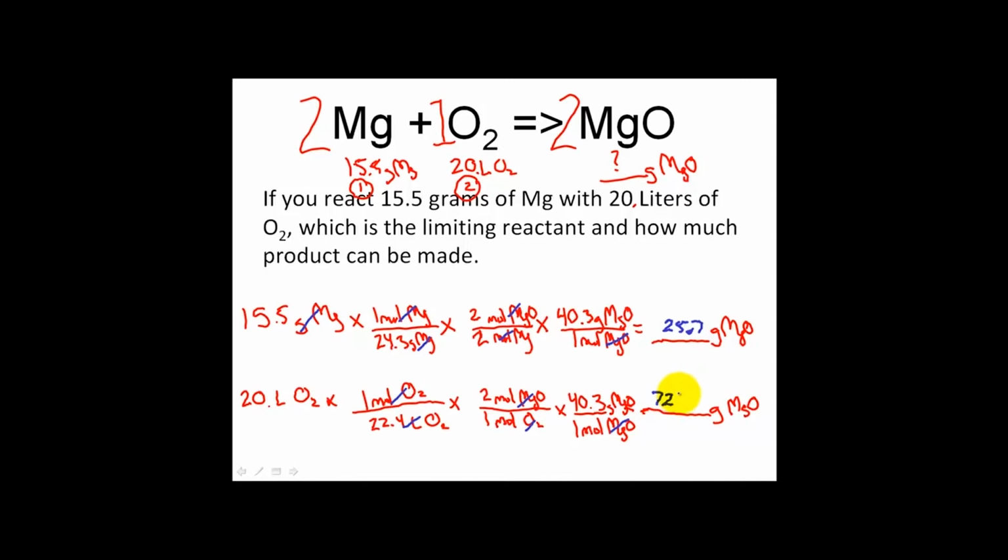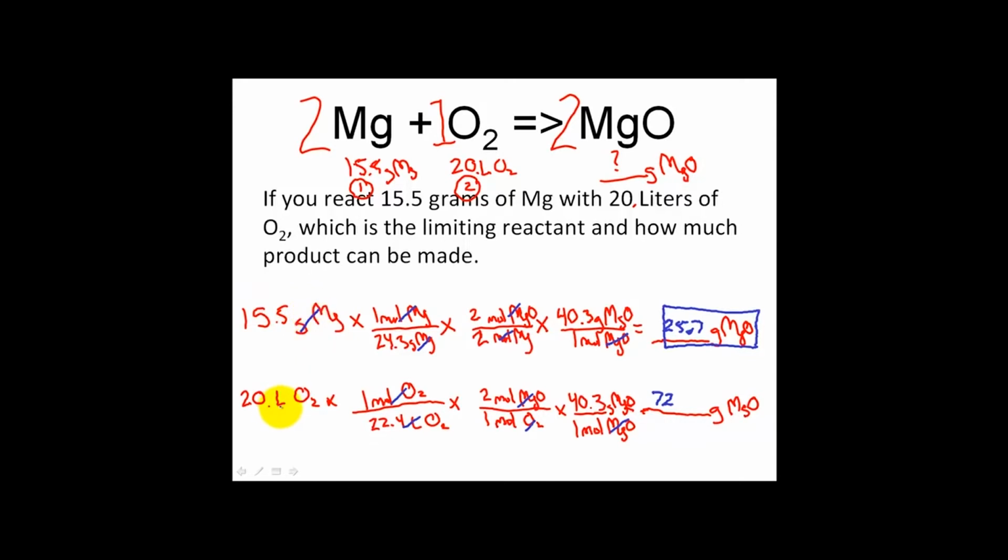Now, you'll notice that these two numbers are different. Okay, once again, in order to use up all of my oxygen, I should make 72 grams of magnesium oxide. In order to use up all my magnesium, I should make 25.7 grams of magnesium oxide. So what you're going to see is that the second I use up all of my magnesium, I have made only 25.7 grams of magnesium oxide. So really, the most magnesium oxide I can make is 25.7 grams because that's when this runs out. I run out of magnesium.